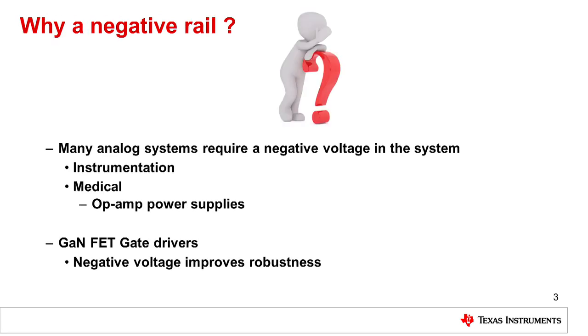So the first question we have to ask is, why do we need a negative rail? Many analog systems do require both a positive and a negative voltage. These include instrumentation and medical systems, and essentially they're used to power the op-amps. Another application for a negative rail would be a gallium nitride FET gate driver. Although the gallium nitride does not require a negative voltage, using a negative voltage to help turn off the FET improves the robustness of the gate driver itself.